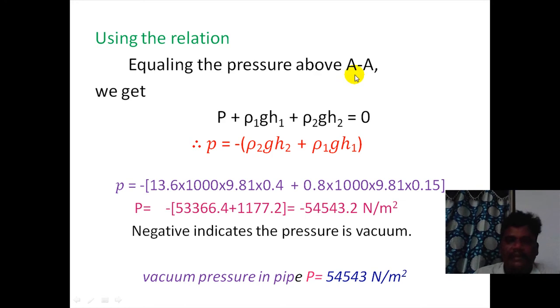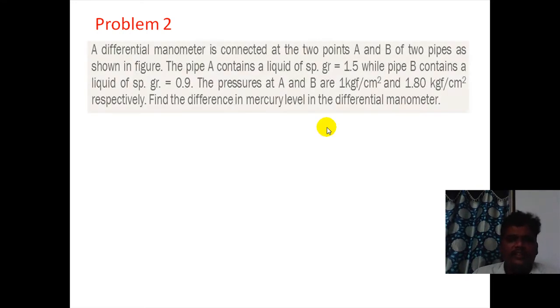Just by taking the reference line, we have to consider the pressure forces. Next, second problem. A differential manometer is connected to A and B. Differential manometers are used to measure the difference between the two pressure heads A and B of two pipes as shown in the figure. The figure is also given in the university paper. I will also show the diagram.